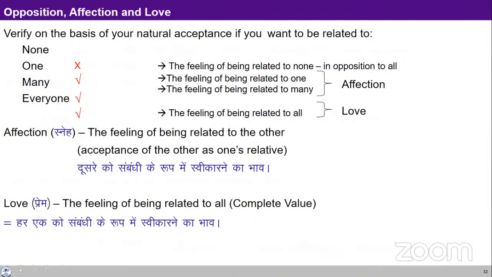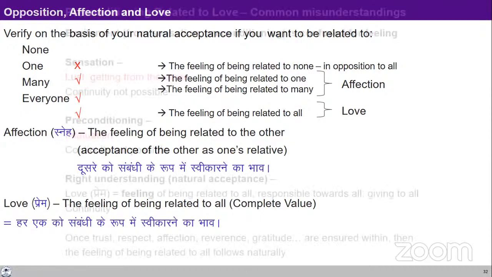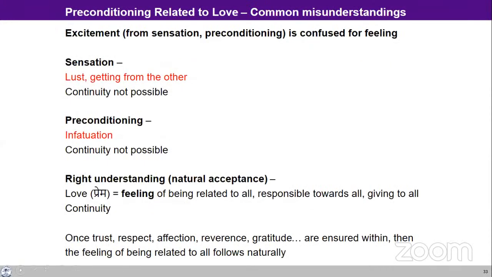Then we discussed about the difference between opposition, affection, love. Affection, the feeling of being related to the other. I can have this feeling to one, to many, but love is the complete feeling, the feeling of being related to all. So there we discussed about the preconditioning related to love, common misunderstandings related to love.